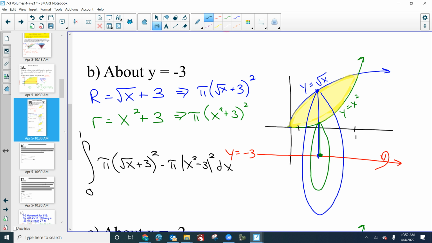Like right here, this washer is going to go down to here. Close. This washer is going to go down. I'm off a little bit. But they're going to be smaller washers, but we're still stacking them from 0 to 1. Anybody get a value for that? And I'm trusting you here. 23 pi over 10? Confirm? 23 pi over 10. Is that more or less than part A?